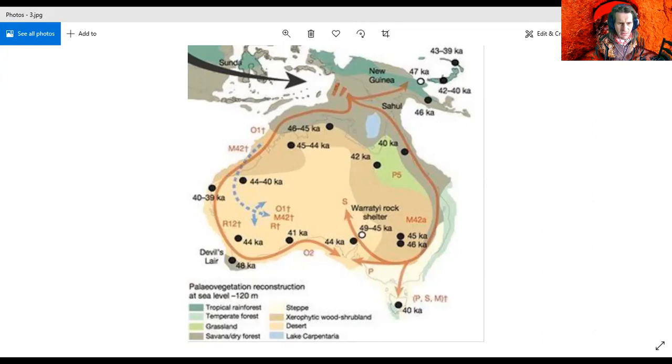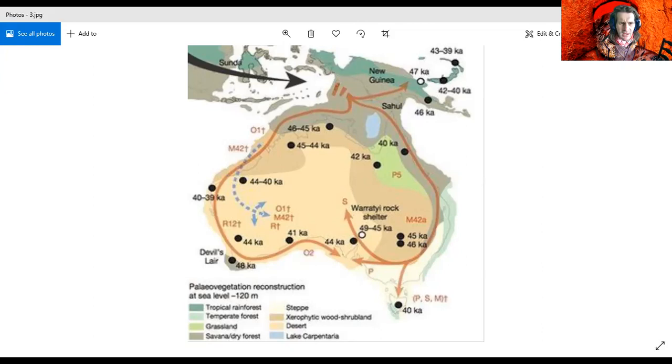Whether I agree with this or not, I'm just reading it out. The oldest known definitive proof of humans on the continent are artifacts dated to 65,000 years ago. But my notes tell me something different. Found in Kakadu National Park along Australia's northern coast.